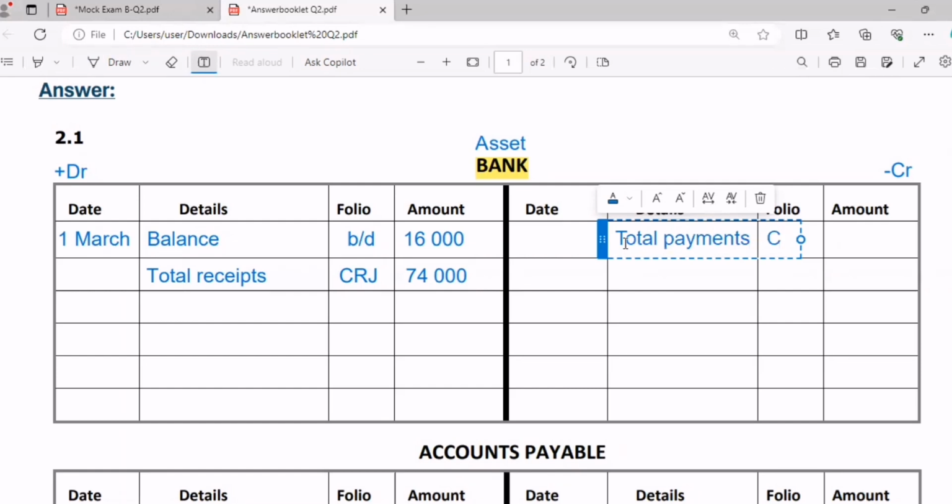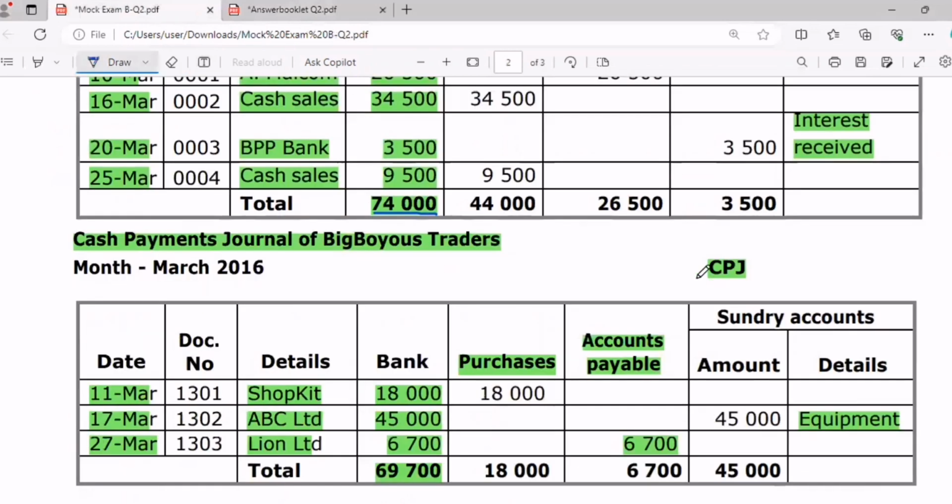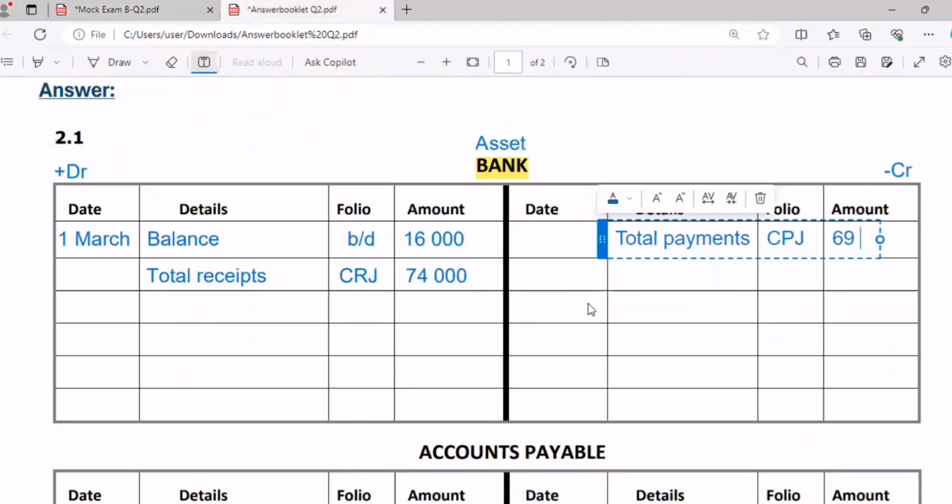So we're gonna take this total from the CPJ, cash payment journal. So we do have the cash payment journal. So the total balance that was paid during the month of March is 69,700. And then guys, now we are done. We can balance off our account now.